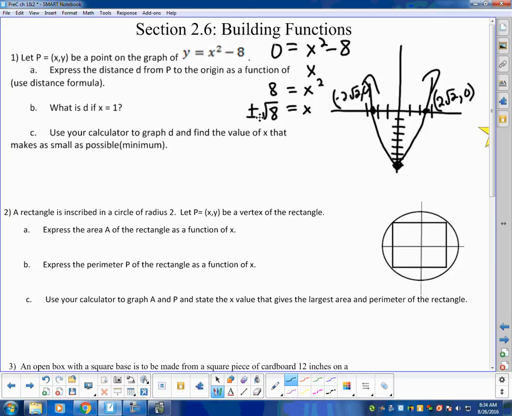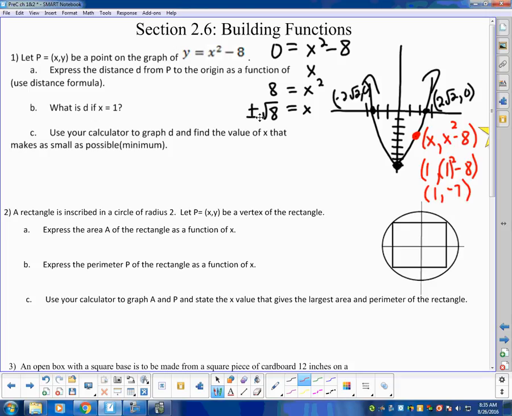So in general, if I were to pick any point along this curve, if I called this point x, then the y-coordinate at that point would be whatever I get when I plug in x here. So we're going to just call that y-coordinate x squared minus 8. Okay? So it's (x, x squared minus 8). So if I were to plug in, say, 1, this coordinate would be (1, 1 squared minus 8), which is (1, negative 7).